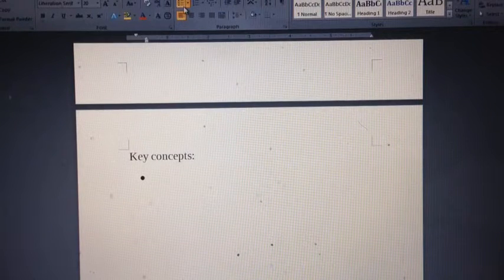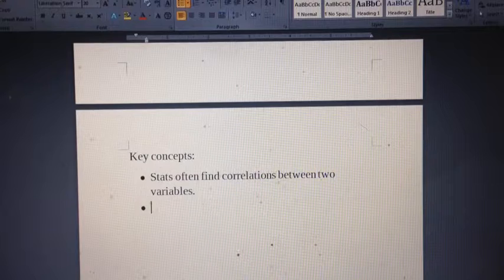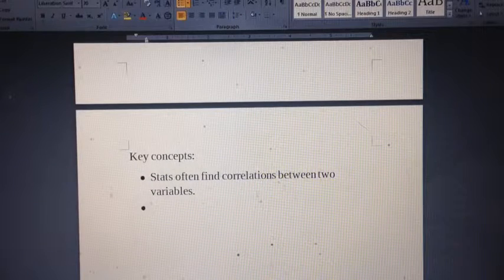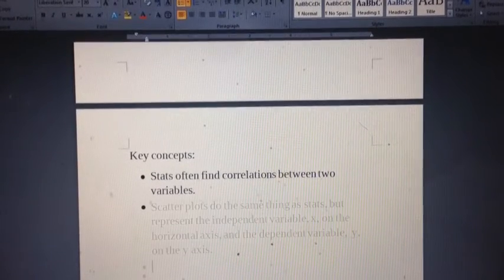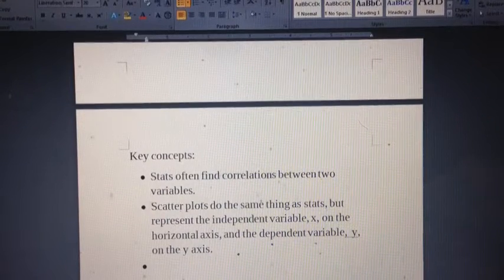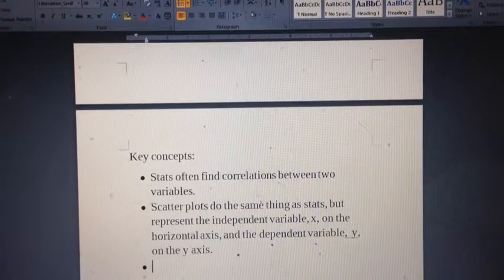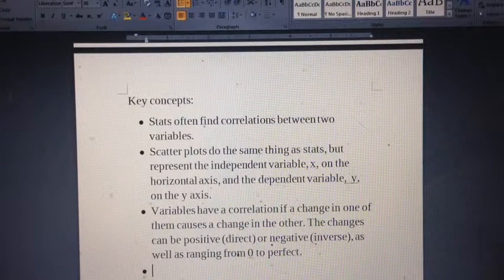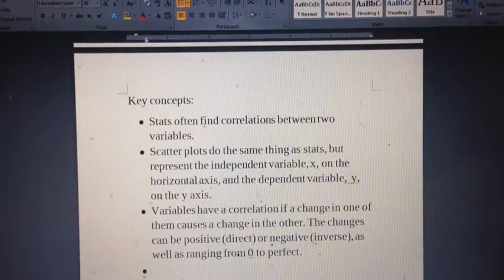Statistical studies often find linear correlations between two variables. The independent variable x is usually plotted on the horizontal axis, and the dependent variable y is usually on the vertical axis. Two variables will have a linear correlation if changes in one variable tend to be proportional to changes in the other. For example, linear correlations can be positive or negative and can vary in strength from 0 to perfect. The correlation coefficient is a quantitative measure of the correlation between two variables.